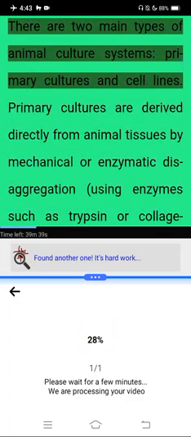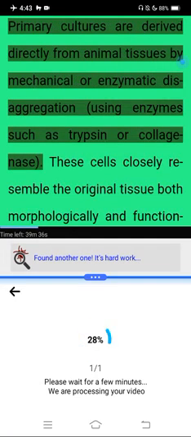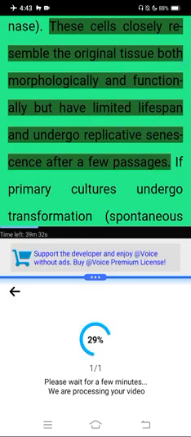There are two main types of animal culture systems: primary cultures and cell lines. Primary cultures are derived directly from animal tissues by mechanical or enzymatic disaggregation using enzymes such as trypsin or collagenase. These cells closely resemble the original tissue both morphologically and functionally but have limited lifespan and undergo replicative senescence after a few passages.